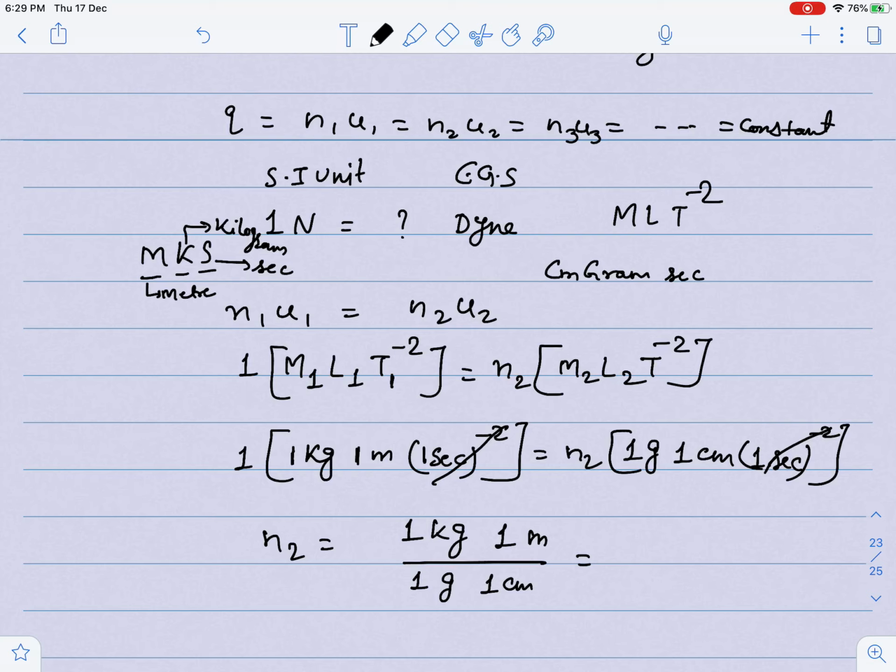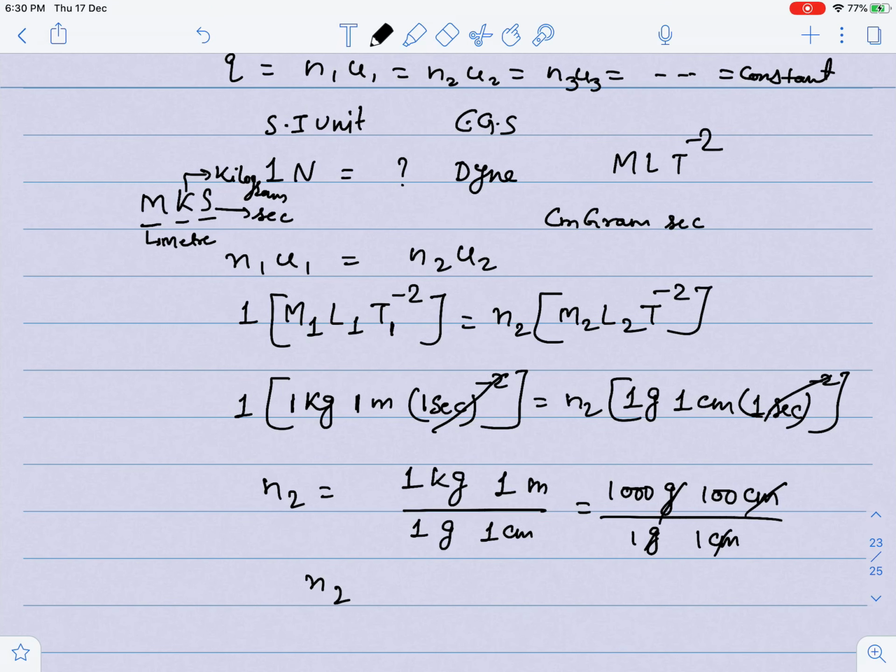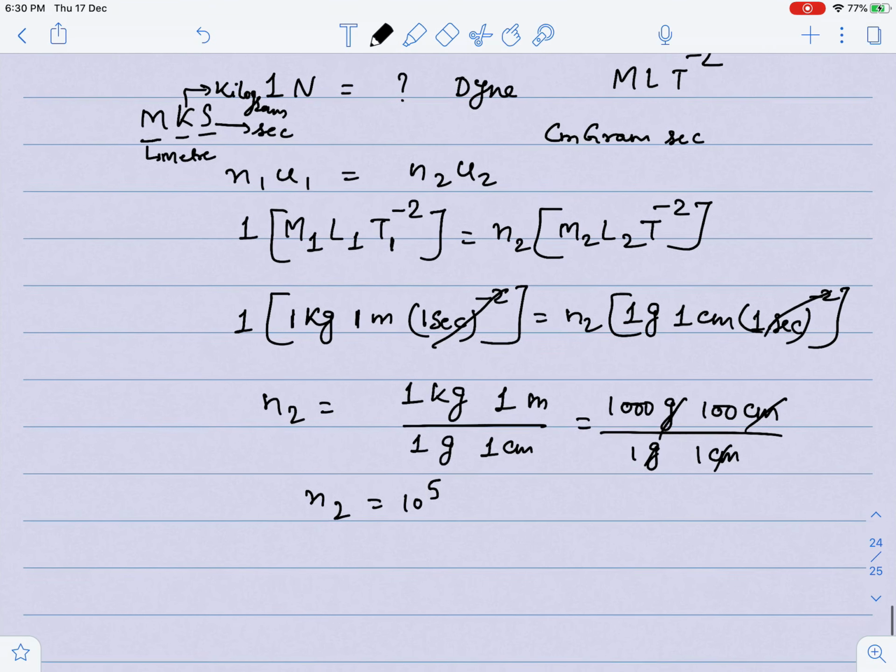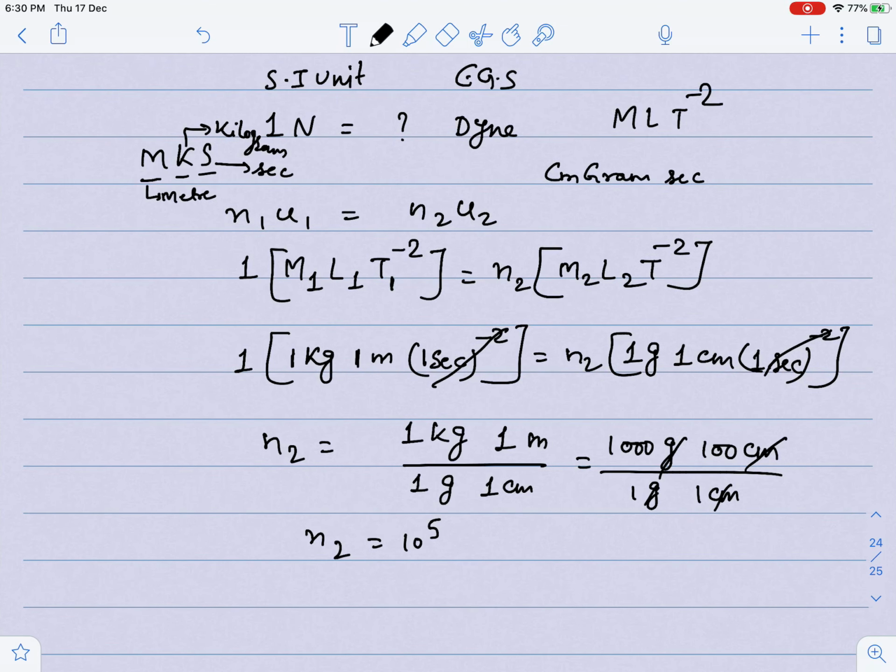So I have to convert this into one unit. In 1 kg, 1000 gram is there, and in 1 meter, 100 centimeter is there, divided by 1 gram into 1 centimeter. The centimeter and gram cancel. So n2 comes to 10 raised to the power 5. So what can I conclude then? My question was, 1 Newton is equal to how many dyne?